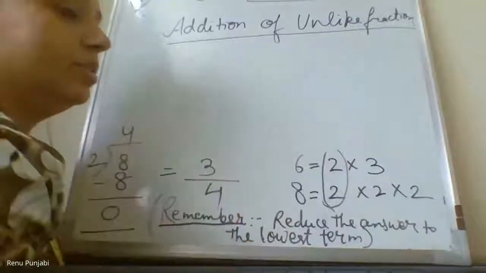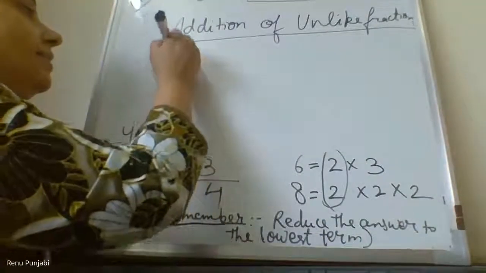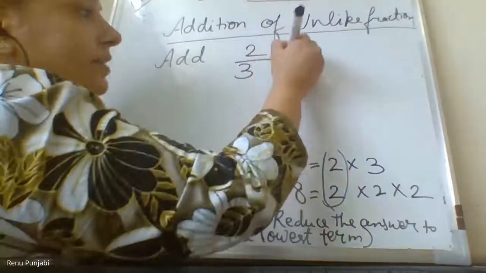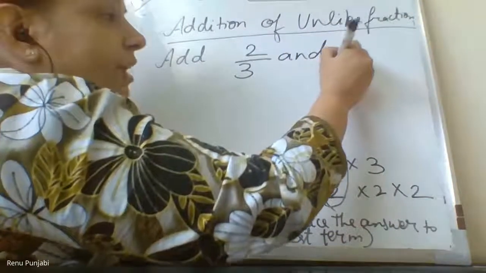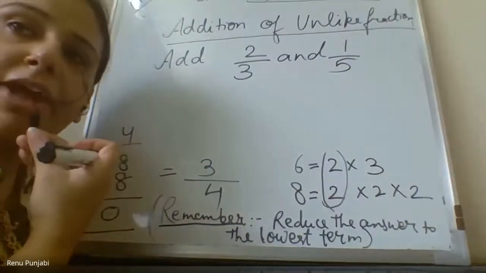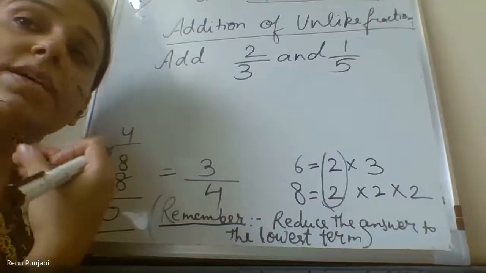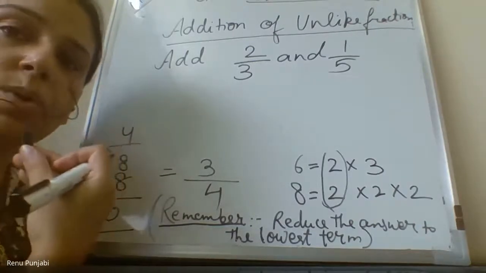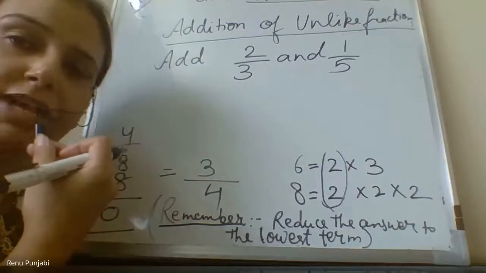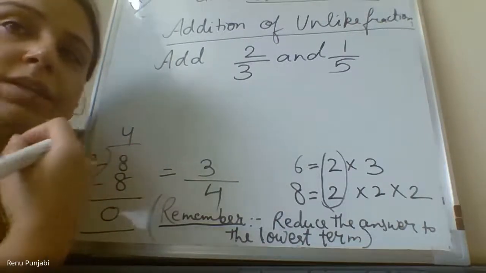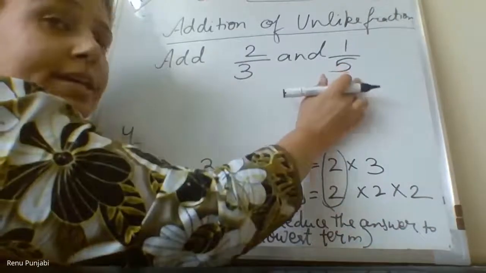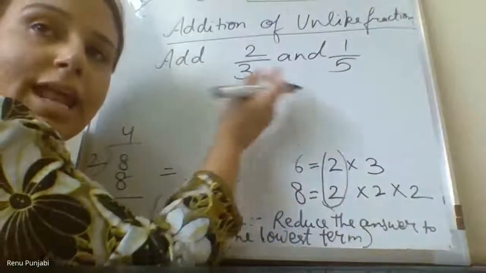Okay. So now the next is add 2/3 and 1/5. As I said in the beginning, like fractions are the fractions which have the same denominator. But now we are doing unlike fractions. Unlike fractions are the fractions which have different denominators. Can you see here? Here is 3 and here is 5. These are the unlike fractions.